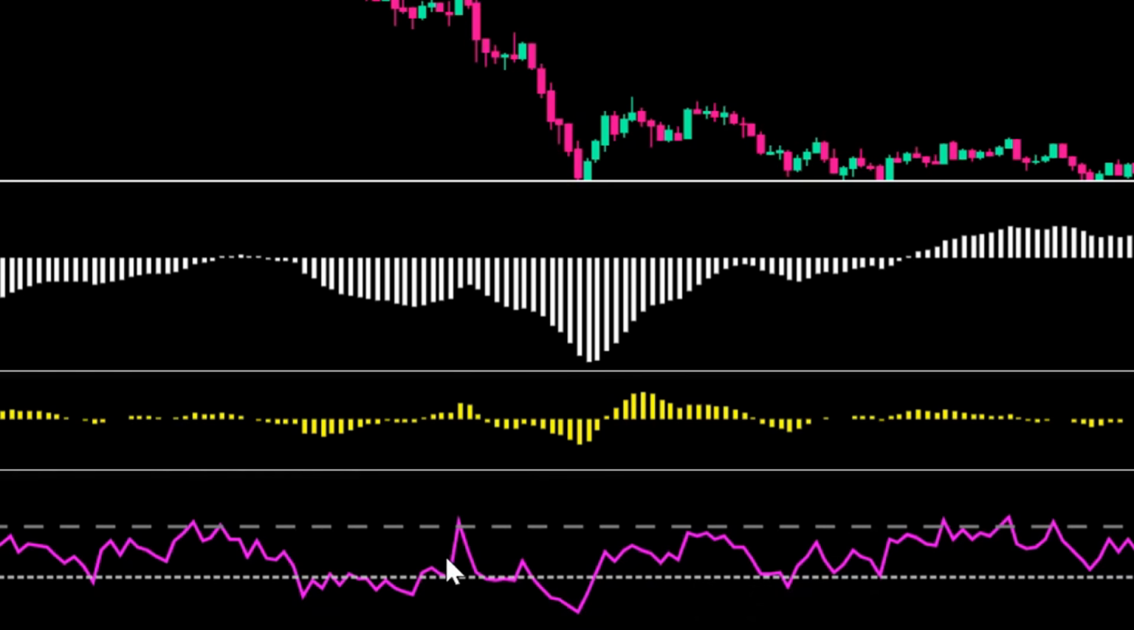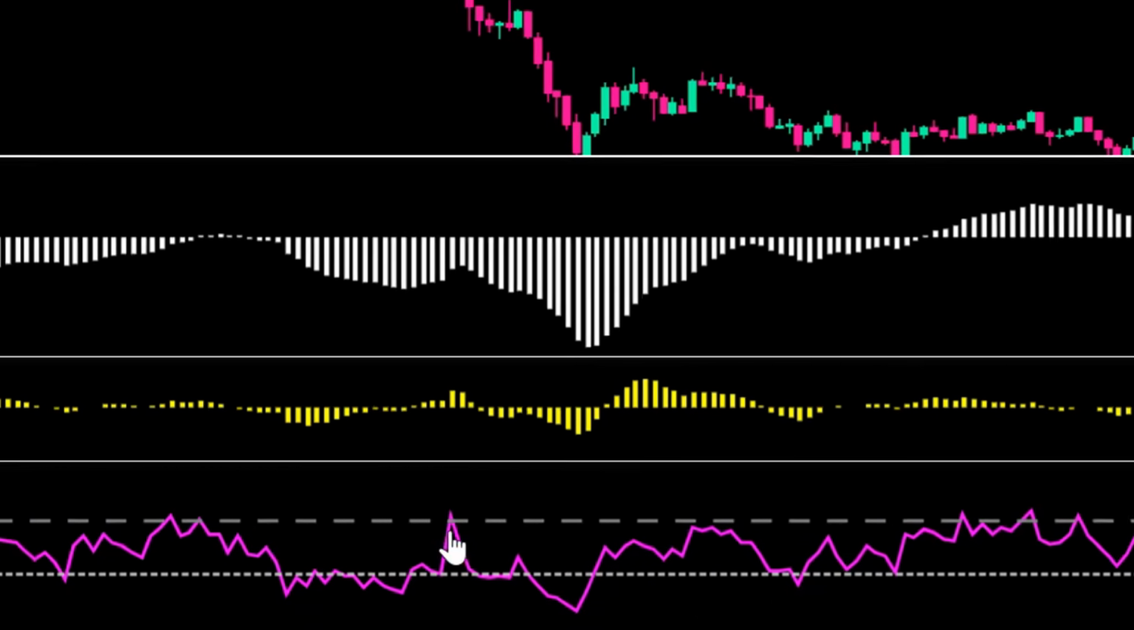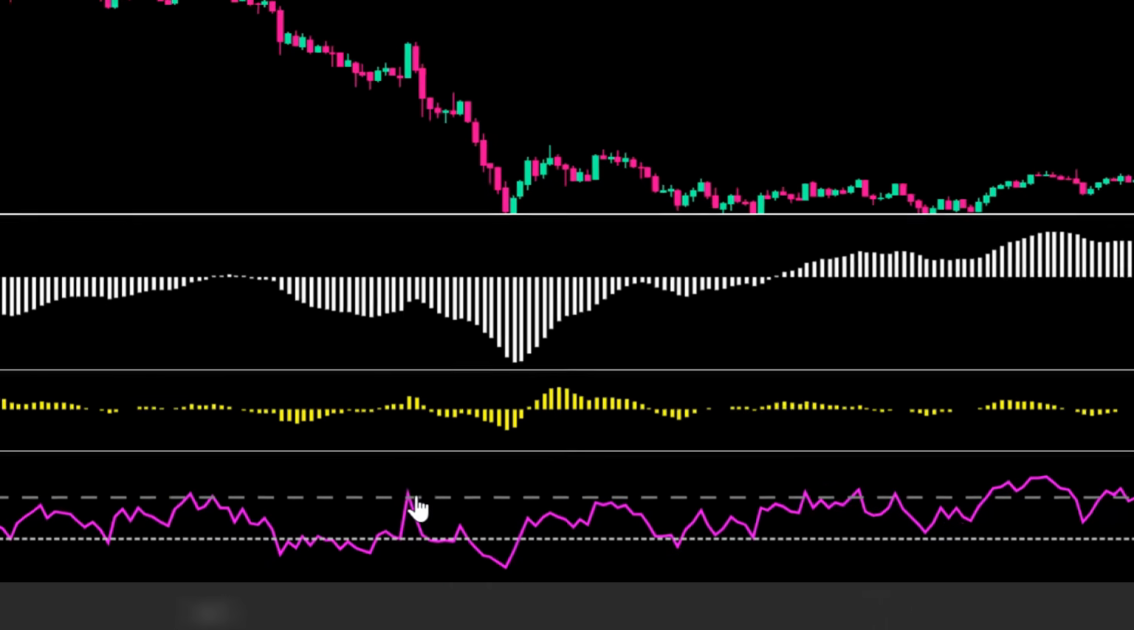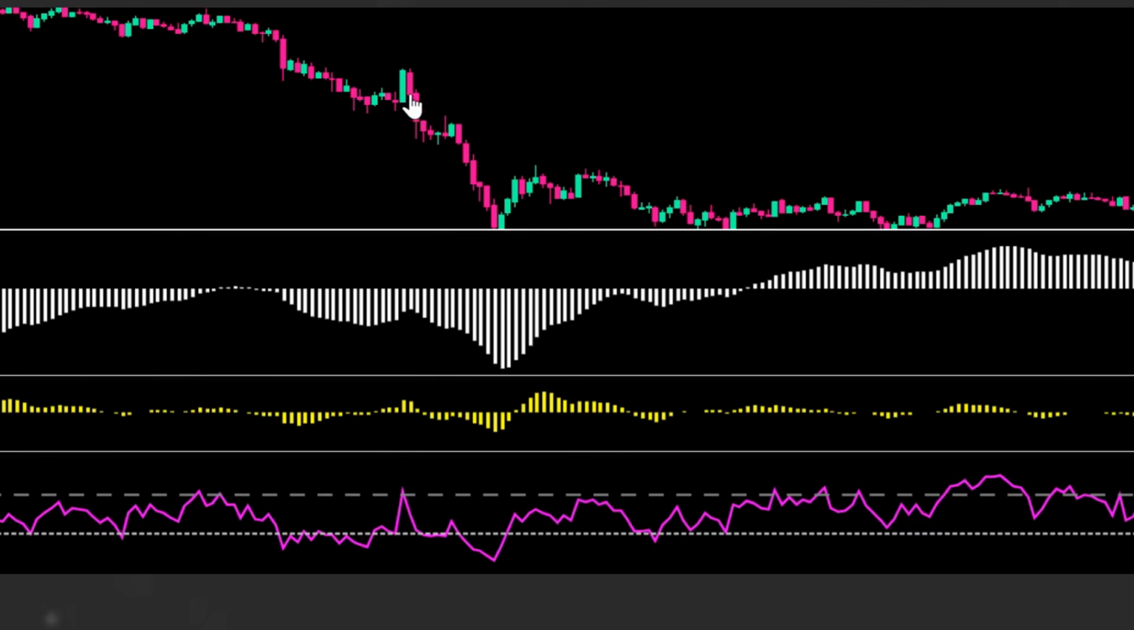While that's happening, look at the RSI below. You can see it goes above 70, which means the price has gone too far up for a moment. And right after that, the RSI drops back below 70. That's our signal. At this point, the pullback is ending and sellers are starting to take control again. So right here, we enter a short trade.